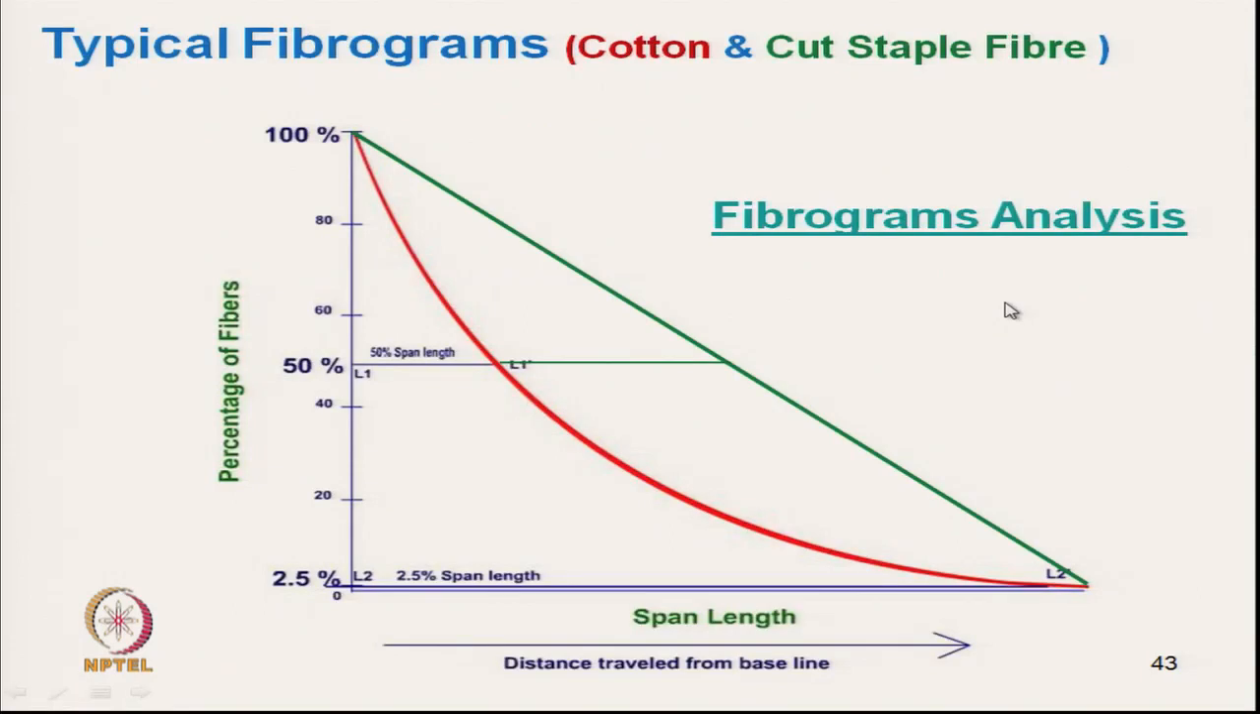So, as we have discussed earlier, this is the typical fibrogram, and here, for cut staple fiber, this one is the cut staple fiber's fibrogram analysis. As we have already discussed, from the fibrogram we can get the uniformity index and uniformity ratio. Analysis we are not discussing again, and we can now do some calculation.